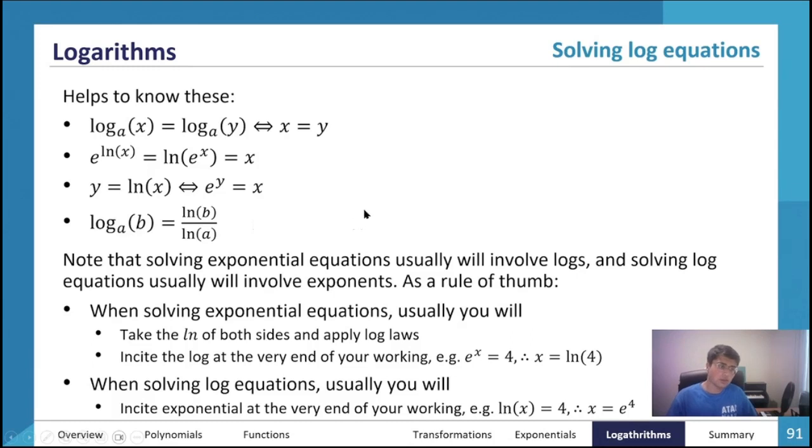Now note that when you're solving exponential equations, it's very often going to involve using logs. And when you're solving log equations, you're also going to be using exponents, and so index rules. As a rule of thumb, when you're solving exponential equations, usually you're going to have to take the natural log of both sides, and then you're going to start having to apply log laws in addition to your index laws, or you're going to invoke the log at the very end of your working. For instance, if you end up with your last line of working being e to the x equals 4, then by definition of log, you would state that x is equal to the natural log of 4.